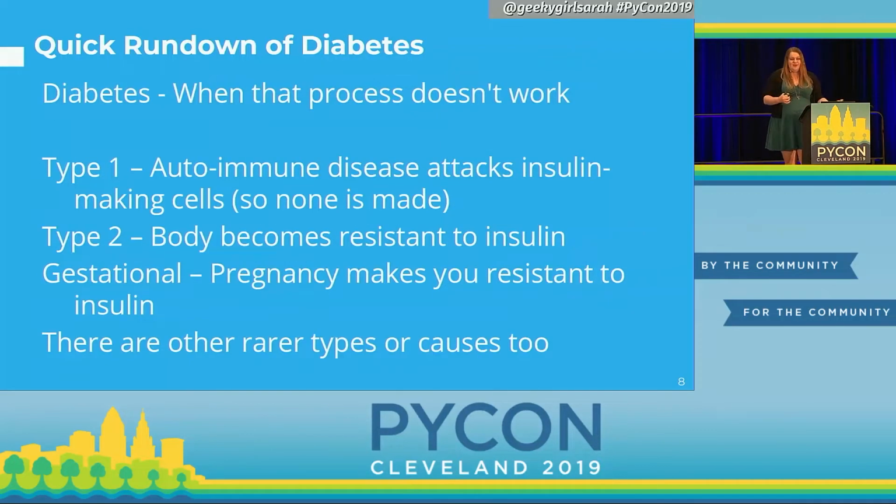And diabetes is where this whole process doesn't work right anymore. You've probably heard of the different types, but just to go over them. Type 1 is an autoimmune disease, so something in your body has attacked the cells that make insulin, so you don't end up making any more. Type 2 is where your body becomes resistant to that insulin, so you're still making it, but your cells, for some reason, aren't using it all up correctly. And then there's gestational, where once you become pregnant, your body becomes resistant to it, sometimes just temporarily while you're pregnant and sometimes permanently. There's a few other rare types too.